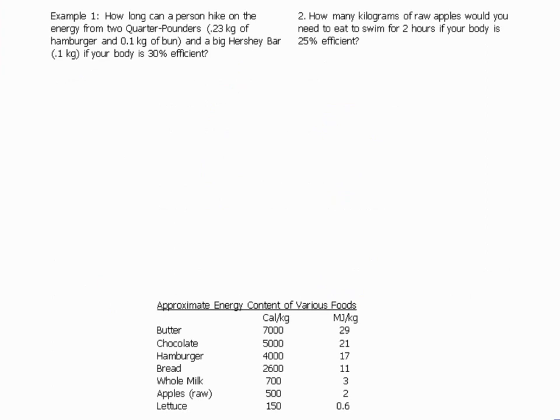So example 1: how long can a person hike on the energy from 2 quarter pounders and a big Hershey bar, if your body is 30% efficient? The first thing we want to do is look at the amount of energy that we are putting into our body.